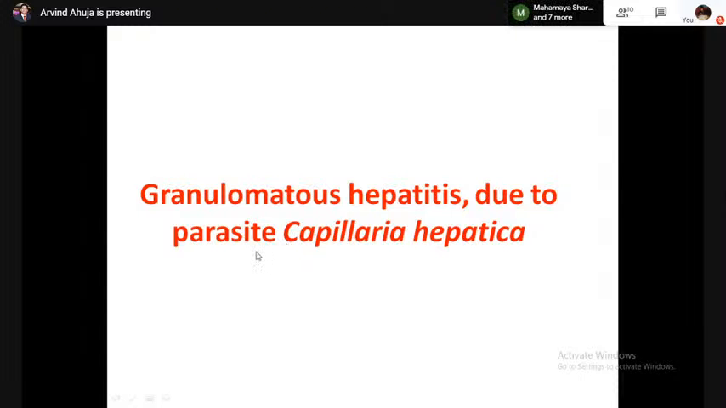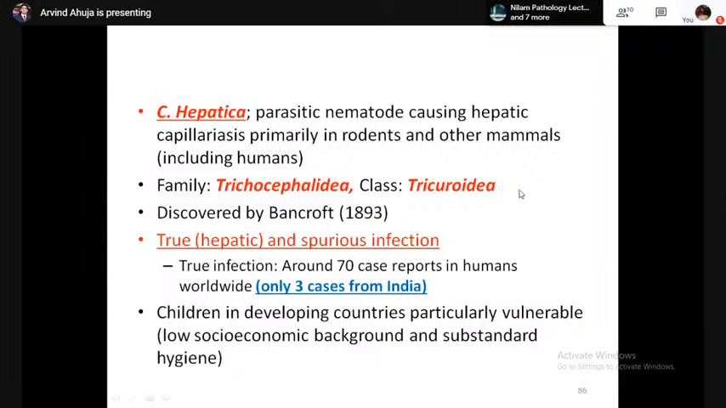Basically, this is a parasite nematode causing hepatic capillariasis in the rodents. Humans are accidental hosts, and it was first discovered by Bancroft. There are around 70 cases reported, and there are 3 cases from India also, especially in the developing countries vulnerable to the low socioeconomic background.